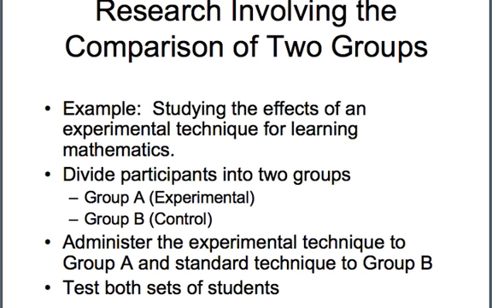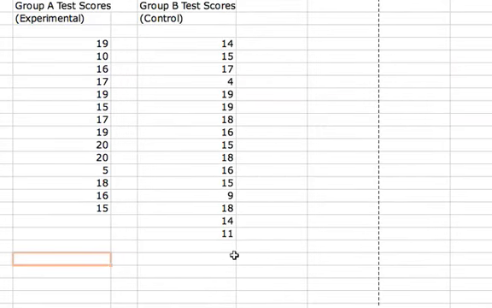Now, one of the problems with testing both sets of students is once you get your data back, suppose they look something like this. We have a bunch of scores for the group A students and a bunch of scores for the group B students. Now, how can we say for sure that group A is performing better than group B, or vice versa? We could eyeball this and see, oh well, they've got a couple of 20s here and they don't have any 20s over here. But maybe that's just chance that one group happens to have slightly higher scores.